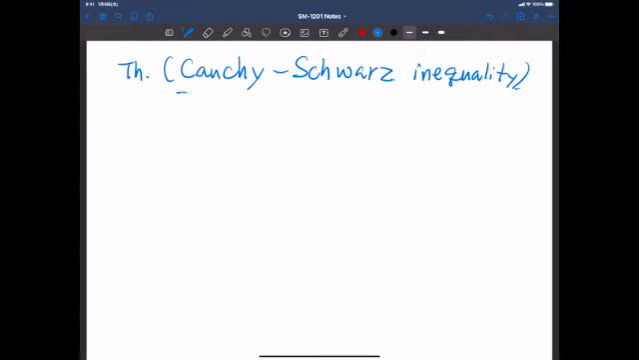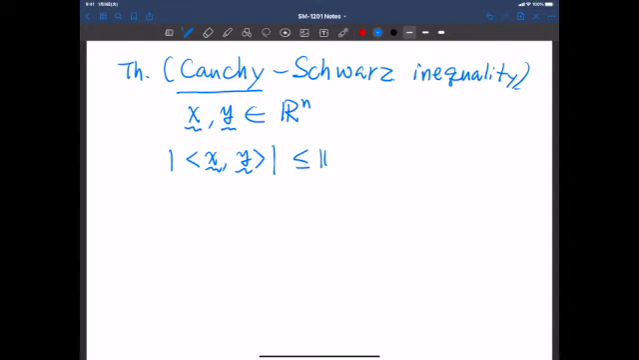By the way, don't say this is Cauchy. This is not Cauchy. This is Cauchy. He is French, so it's a French name. Okay. So we have for any vectors x and y in n-dimensional space, we have this inequality. The modulus of the scalar product between x and y is less than or equal to the product of their moduli. Okay, so this is the theorem.